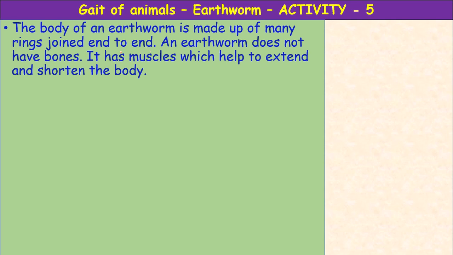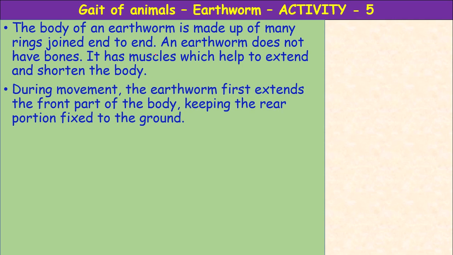An earthworm does not have bones, no skeleton. It has muscles which help to extend and shorten the body, that is by means of contraction and relaxation, or expansion and relaxation of the muscles. There is no skeleton in the earthworm, so only muscles. Those muscles help to extend and shorten the body.